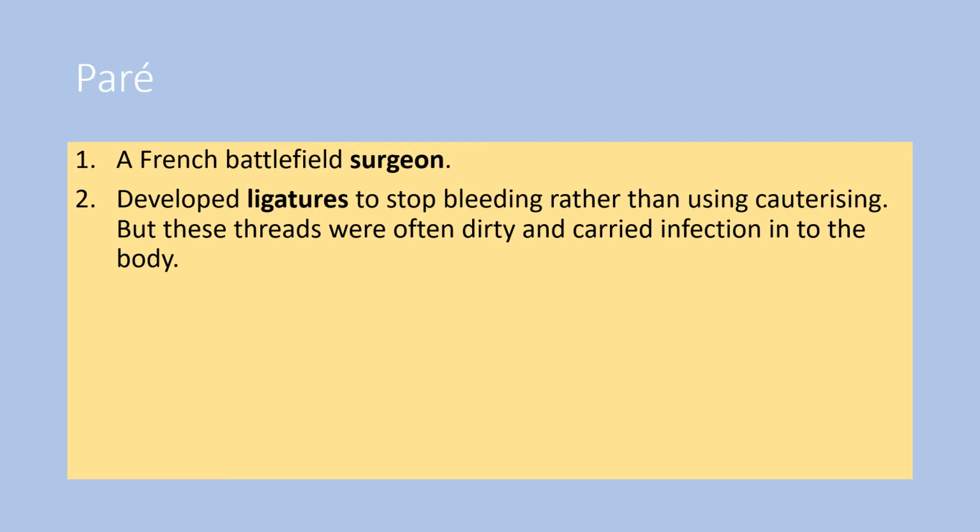So Paré comes up with this idea of using the ligatures to tie off the ends of the blood vessels to stop the bleeding in that way. If you've ever seen, for instance, somebody on telly or something like that, bleeding excessively, what they tend to do is apply pressure, and the pressure stops the blood from flowing through. Now, that's essentially what a ligature is doing.